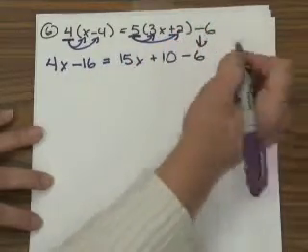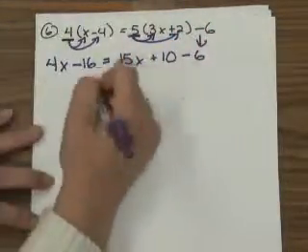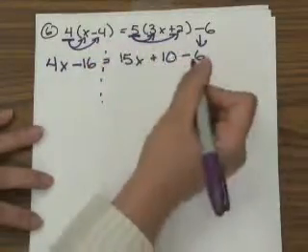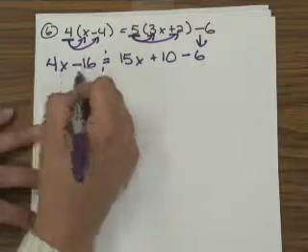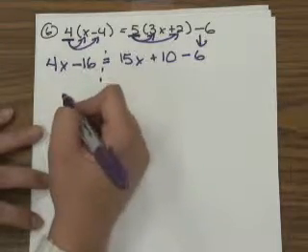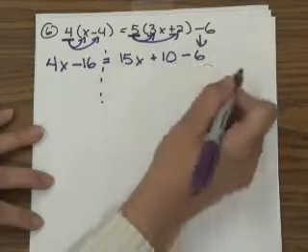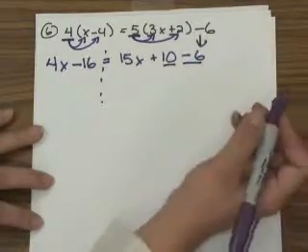Now, like I said before, you have to combine like terms on the individual sides of the equal sign first, and then we'll start moving everything around. So on this side I have 4x minus 16. There's nothing I can combine here. But on the right side I have 15x plus 10 minus 6. 10 and minus 6 are like terms, so I'm going to combine those.